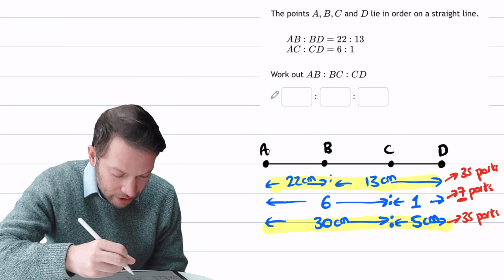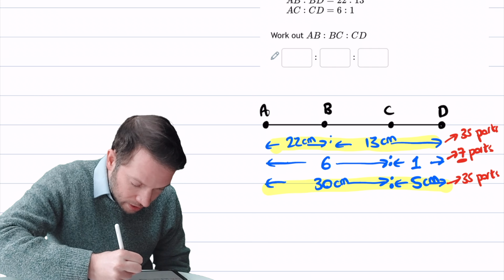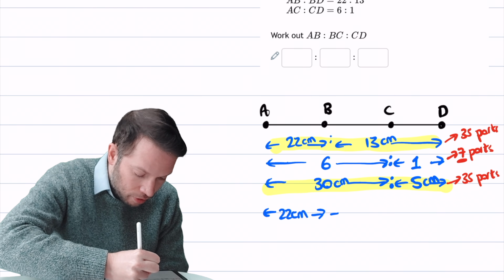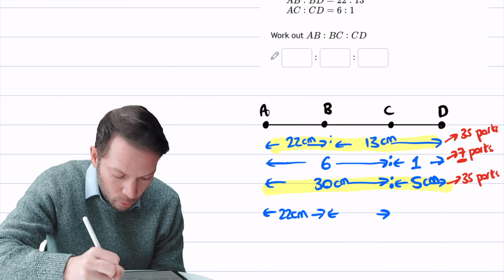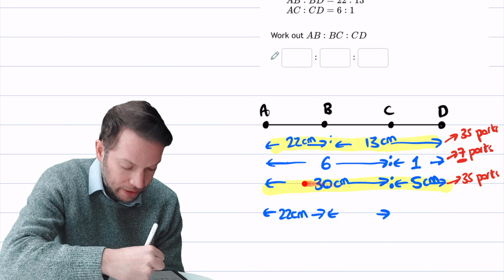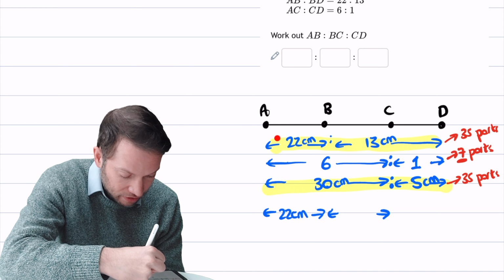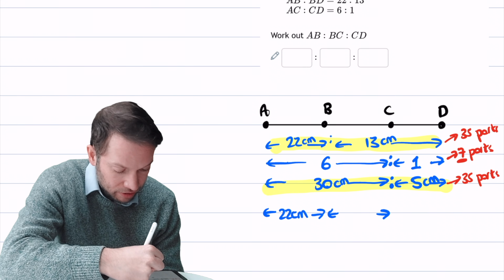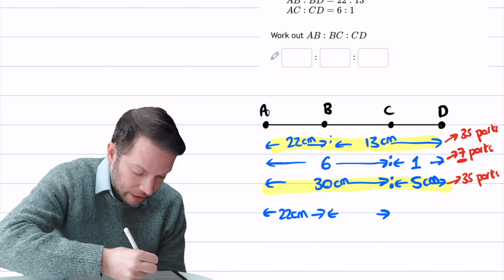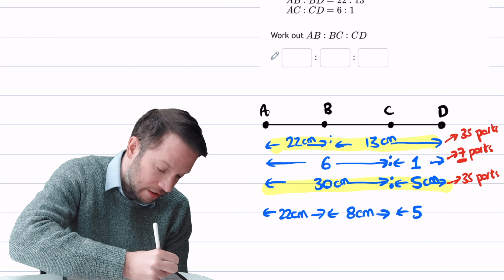Now, let's think about it. We already know AB. A to B is 22 centimetres here. What about the length of BC? Well, we know that this is 22, and A to C is 30 centimetres. So this remaining length from B to C must be 30 minus 22, which gives you 8 centimetres here, because 22 plus 8 would be this total of 30. So we know that's 8 centimetres. And then we're already given that CD is 5 centimetres here.